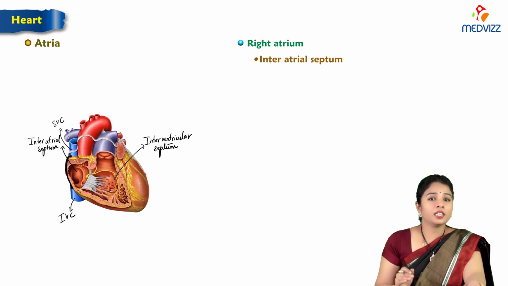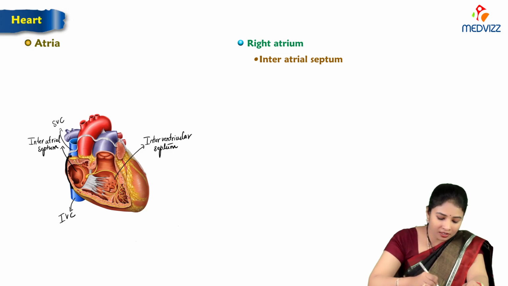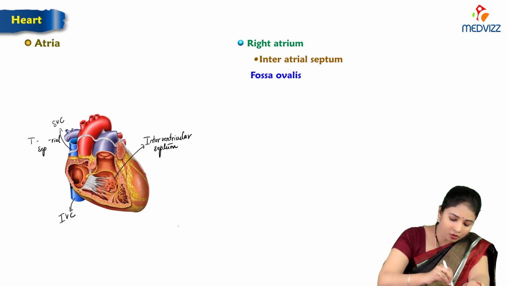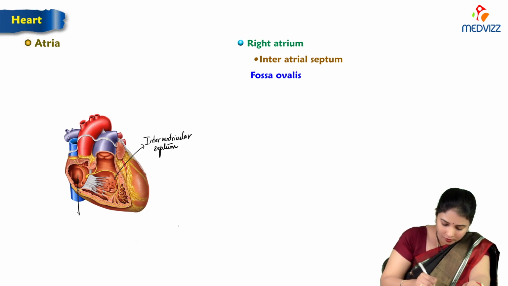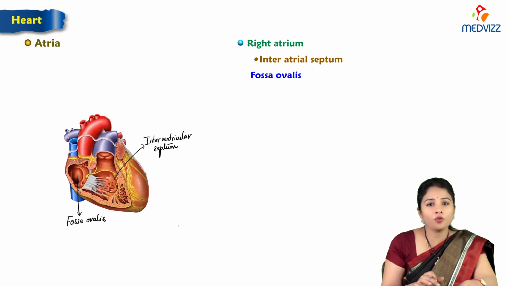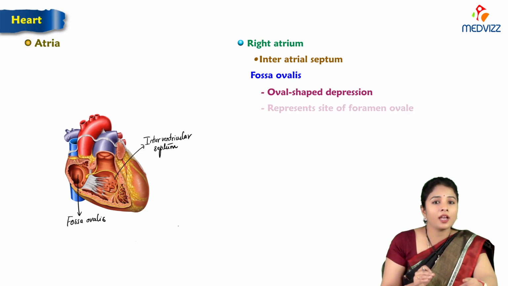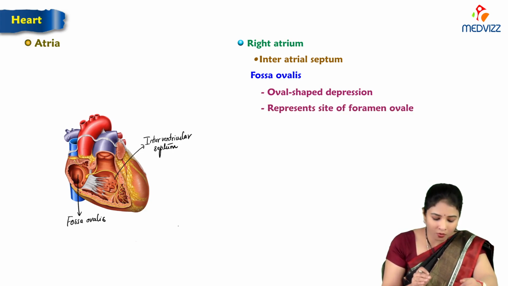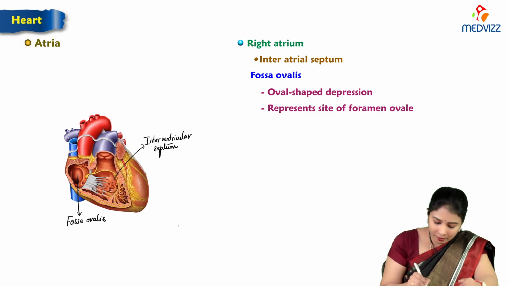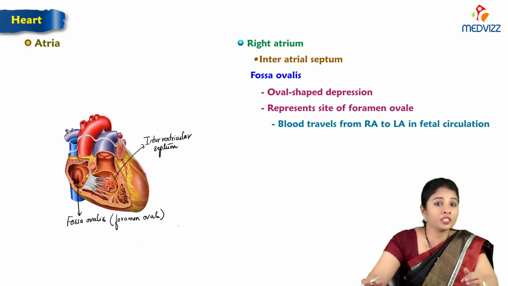Next, about the interatrial septum. If you see the interatrial septum from the right atrium, we can see a fossa which is called the fossa ovalis. This is the fossa ovalis, an oval-shaped depression in the interatrial septum, and it represents the site of the foramen ovale. Developmentally, this represents the site of the foramen ovale, through which the blood travels from the right atrium to the left atrium in the fetal circulation.